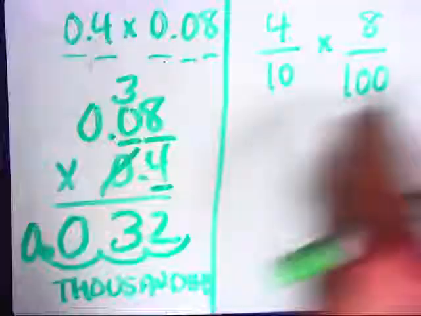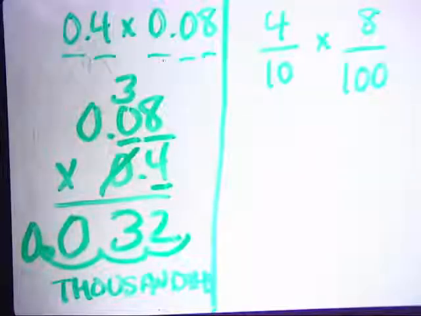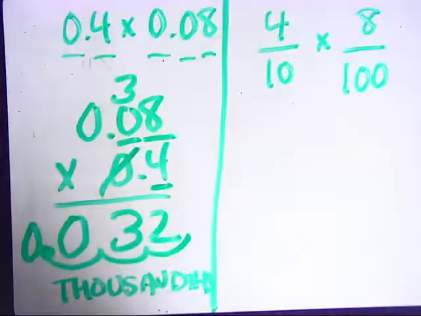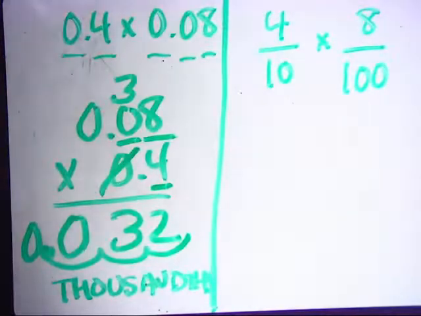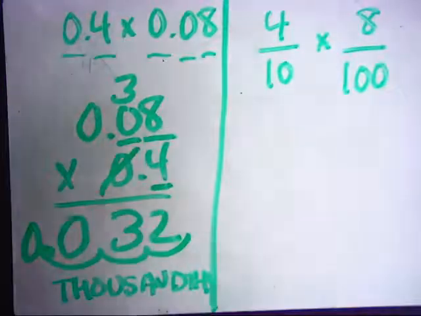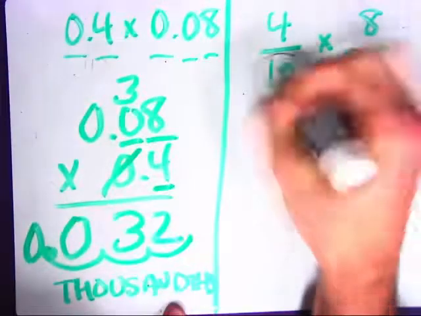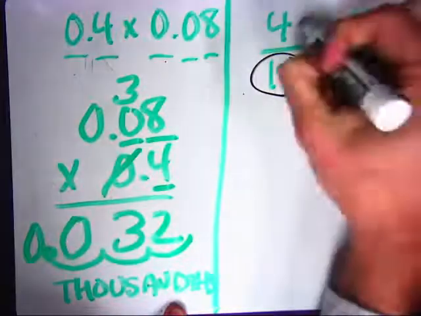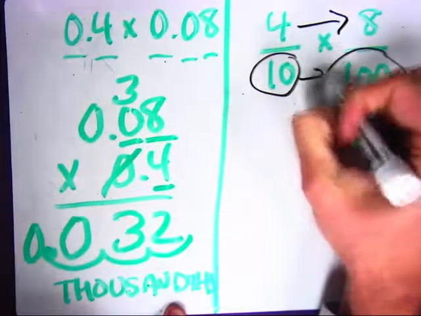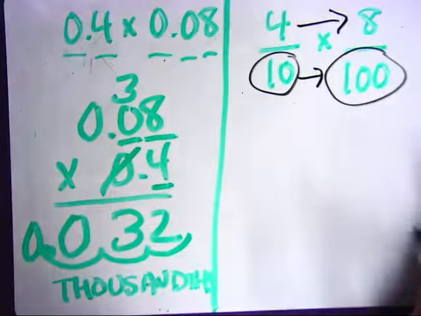If we look at 4/10 times 8/100ths, so let's take a deep breath. Let it out. Let's look at that fraction, y'all. Let's change up markers too, because why not? So I have 4/10, 8/100ths. We're going to do numerator times numerator, denominator times denominator.